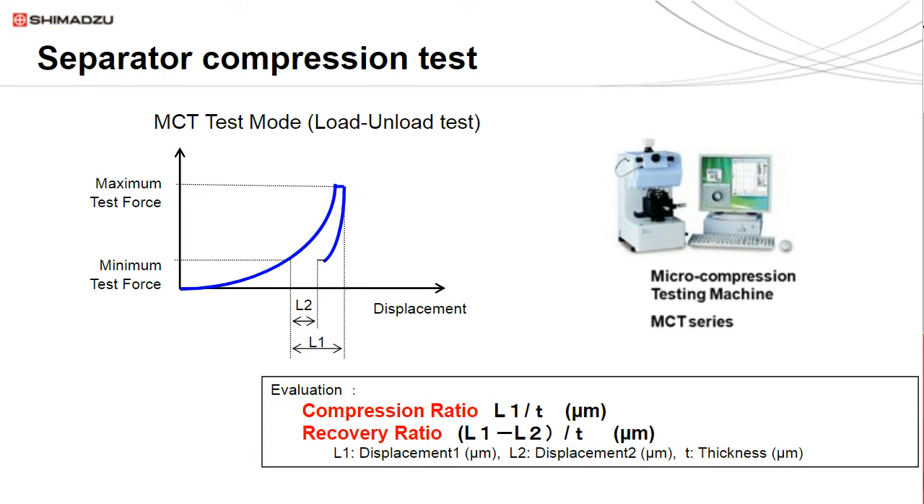The next couple of slides will focus on tests possible with a microcompression tester, or MCT. An MCT is an instrument that can measure the force and displacement while compressing a sample using an indenter or a 50 micron wide compression plate. It can be used to test either small particles or to measure the micromechanical and surface mechanical properties of a material. In this instance, it was used to measure the compressive properties of a separator film in a load-unload test.